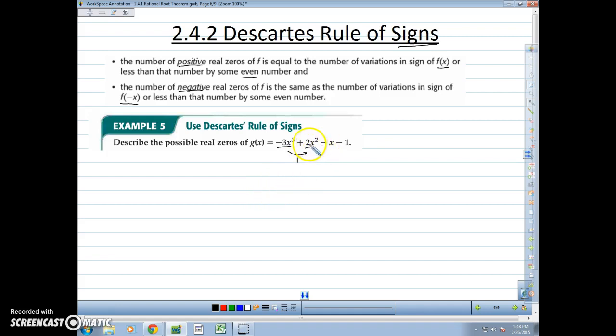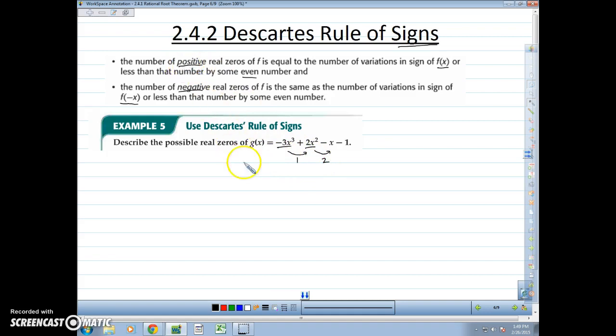And then from positive 2x squared, we go to negative x. That would be a second sign change because we had a positive term and then a negative term. So that's two sign changes. Now negative x, the next term is still negative, negative 1. So that does not count as a change in the sign. So over this whole polynomial, there are two sign changes.